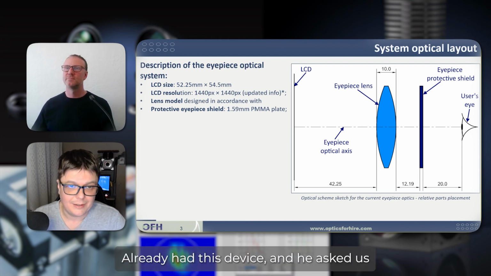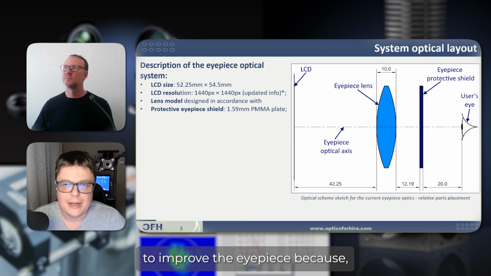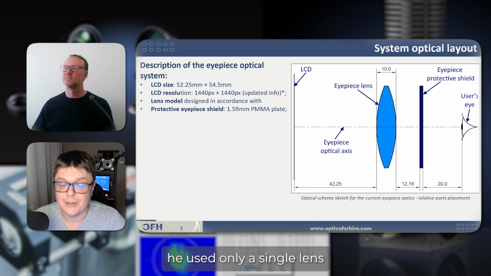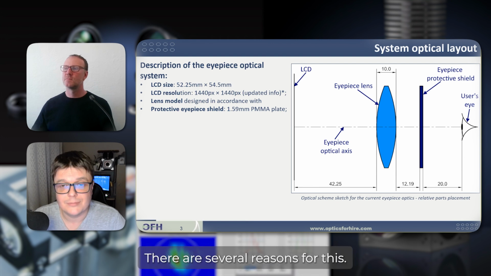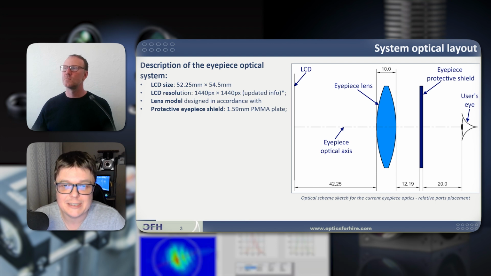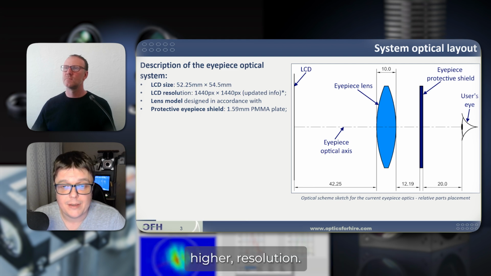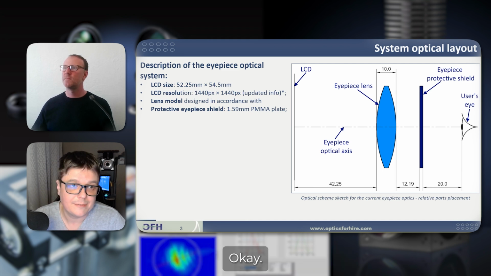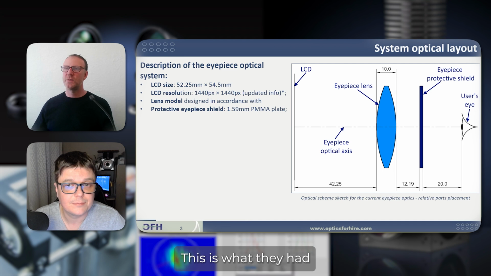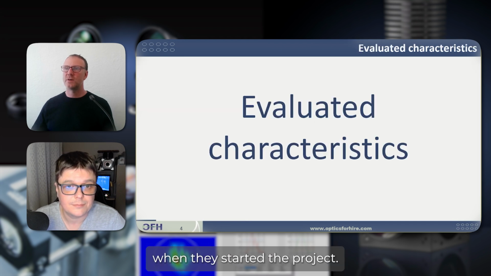The customer already had this device and he asked us to improve the eyepiece because he used only a single lens as an eyepiece and it doesn't work very well. There are several reasons for this, and the client wanted to achieve higher resolution, so he wanted to see more details that the LCD screen shows. Okay. And so this was your initial lab. This is what they had when they started the project.